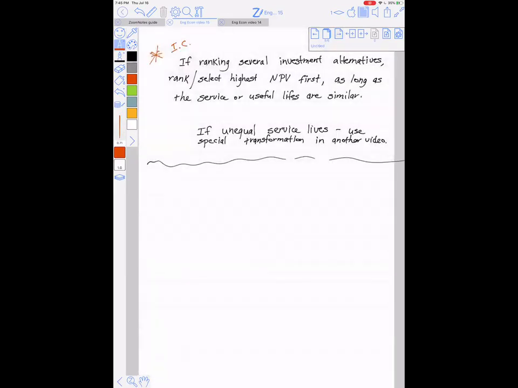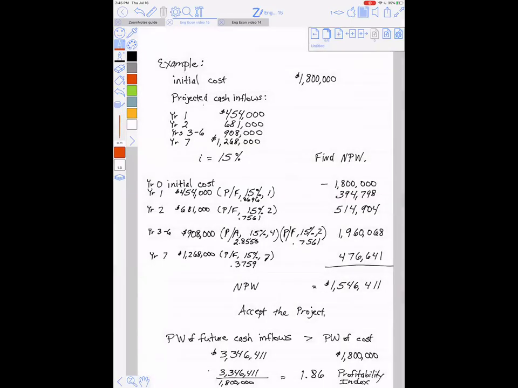Important concept, just real quickly, if we're ranking several investment alternatives, select the one with the highest NPV first, as long as the service or useful lives are the same or very similar. And if there are unequal service lives in your alternative investments, then we do make some special assumptions in another video. But let's get to an example here of finding net present worth.